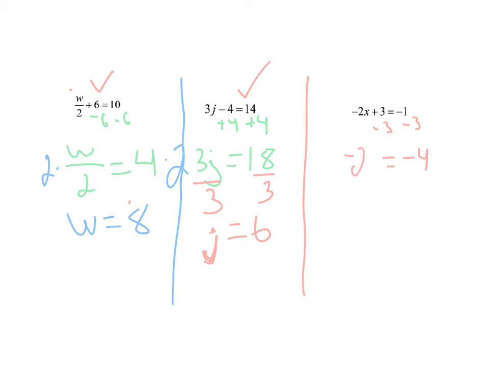And so we have negative 2x. So negative 2 times x. Inverse operations is to divide by 2. So we're going to divide by negative 2. Negative 4 divided by negative 2 is a positive 2, because negative divided by negative is a positive. X equals 2. We can check that answer.